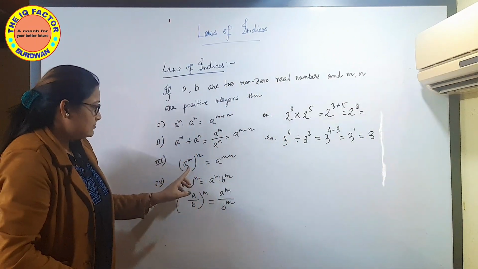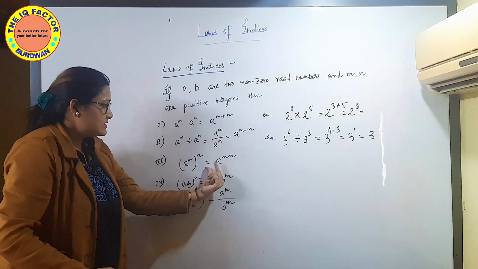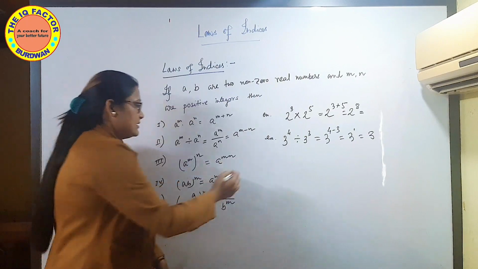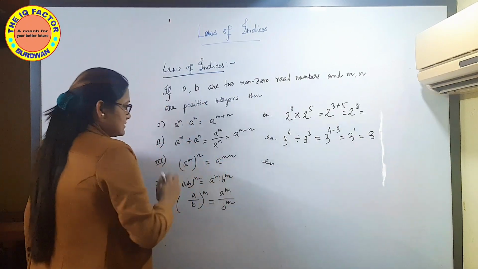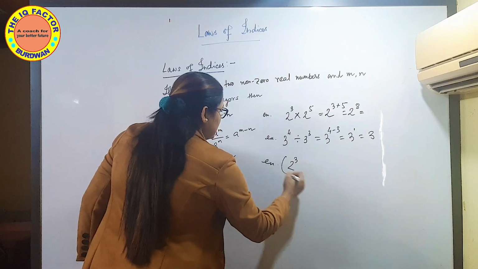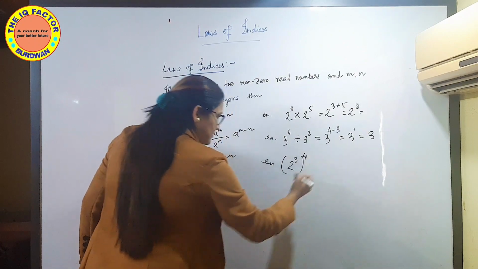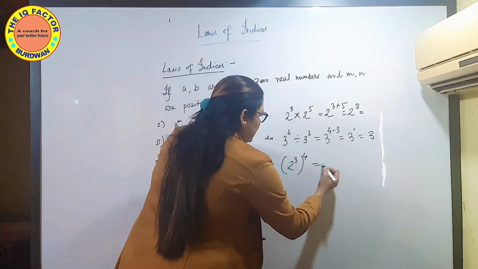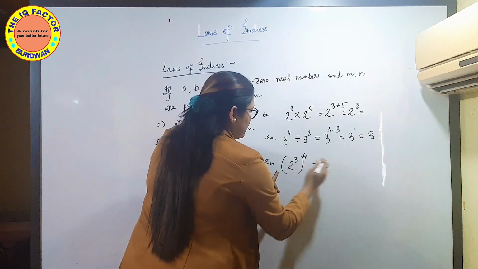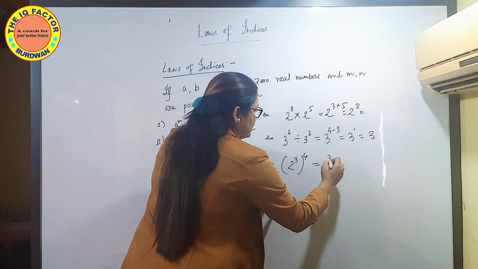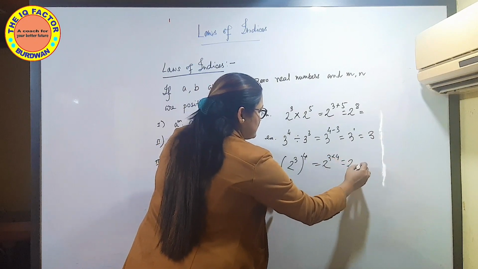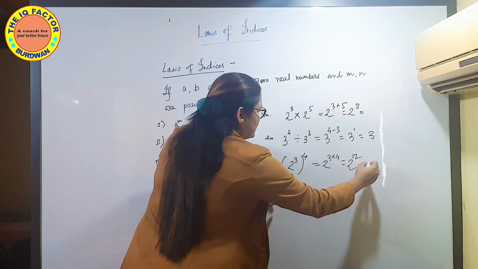A to the power m whole to the power n is a to the power m into n. For example, suppose 2 cube to the power 4. How will we calculate? 2 to the power 3 into 4, that is 2 to the power 12.